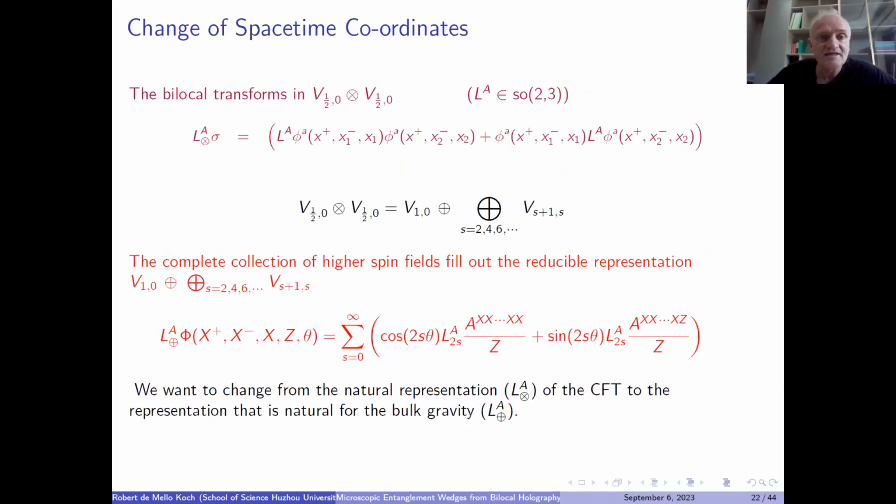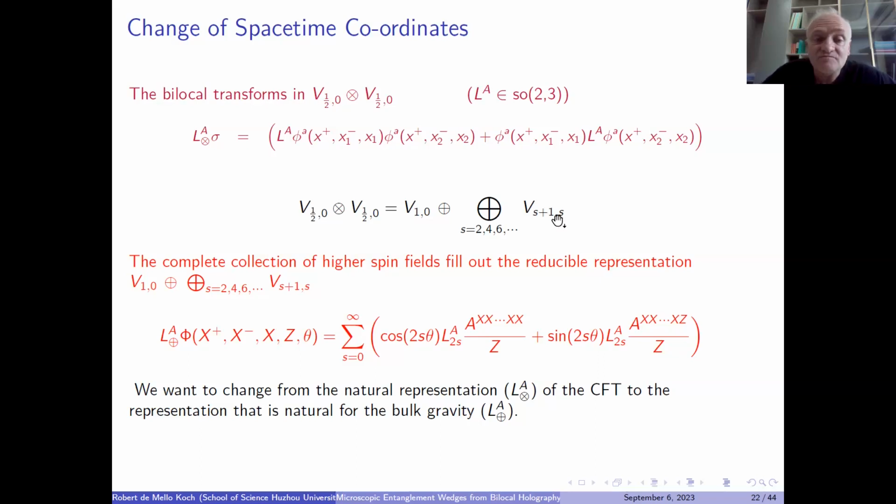Okay. So now let's come to the change of space-time coordinates. So we start off with the bilocal, which transforms in this tensor product. And the action of any element of the conformal group will be the usual coproduct action. So act on the first field, leave the second alone, plus leave the first alone, act on the second. And that's the description that we get the CFT in.